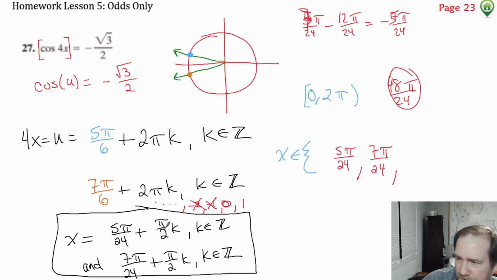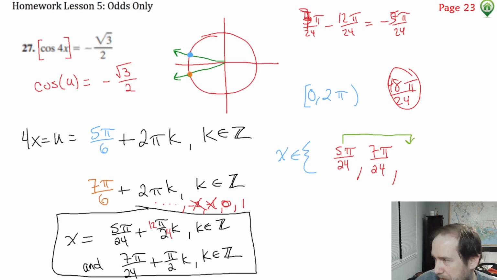And pi over 2 for us is going to be, well, we're multiplying by 12 over 12, so it'll be 12 pi over 24. So if I add 12 pi over 24 to the 5, then that'll map me forward onto 17 pi over 24. We're not going to get that many answers because we are jumping forward by kind of a big amount. If I add 12 pi to the 7 pi, I get 19 pi over 24.